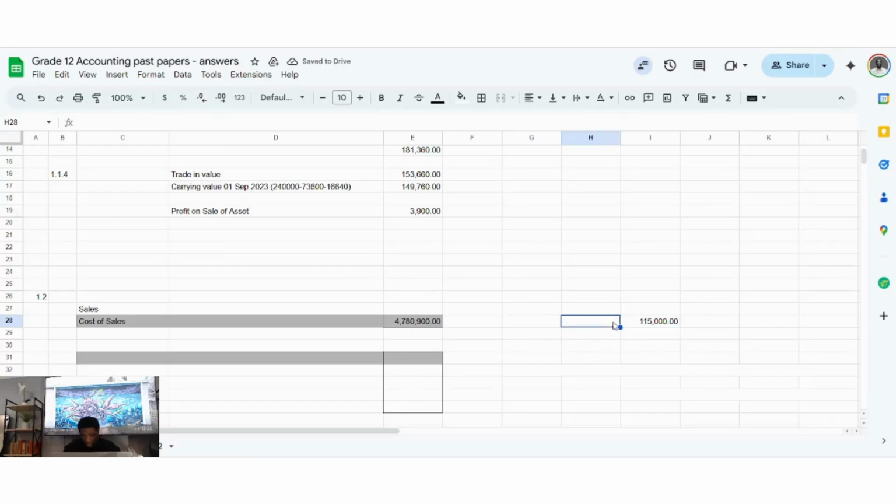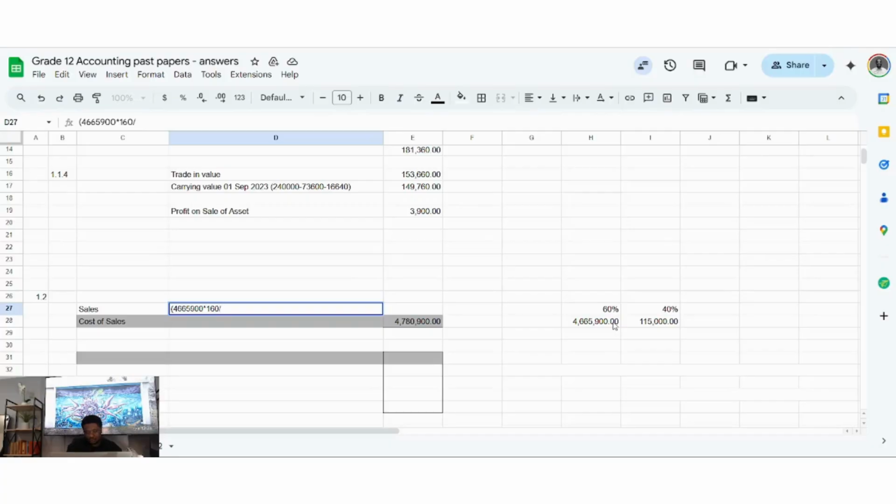So we got 115,000, and then we got the other cost of sales, which are basically 4,780,900 minus 115,000. So these ones are at 60% markup, whereas these ones are at 40% markup. Okay, and so what we're going to do then for our calculation, we're going to say, well, 4,665,900, and then we're going to apply a markup of 60% on cost.